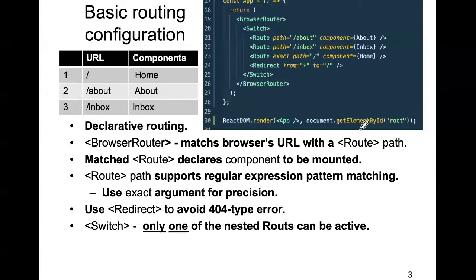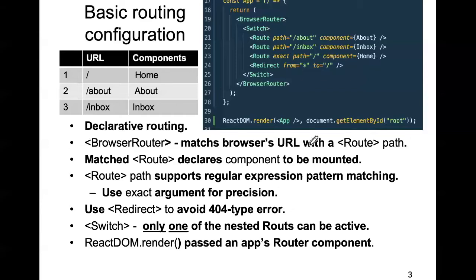The way you can interpret the switch component, which wraps our individual routes, is that the switch component only allows the React router to pick one of the route entries, which is usually what you want anyway. So it's kind of boilerplate.